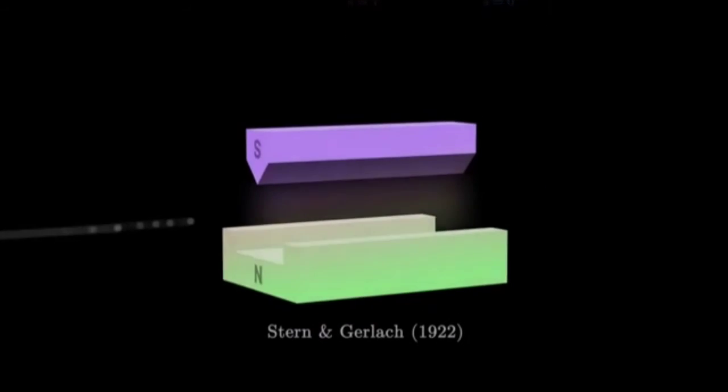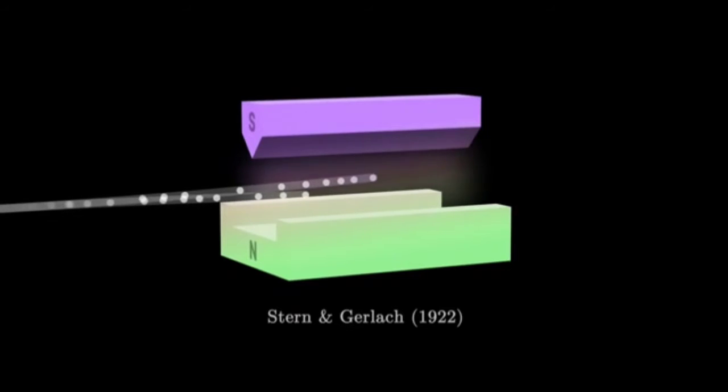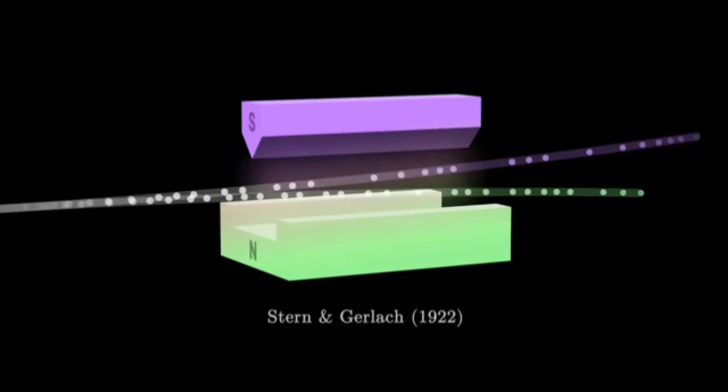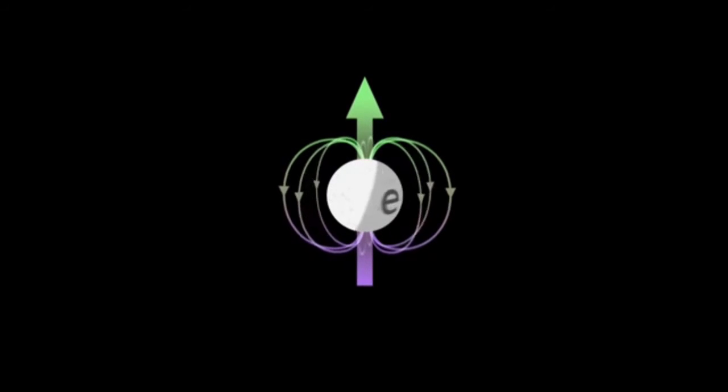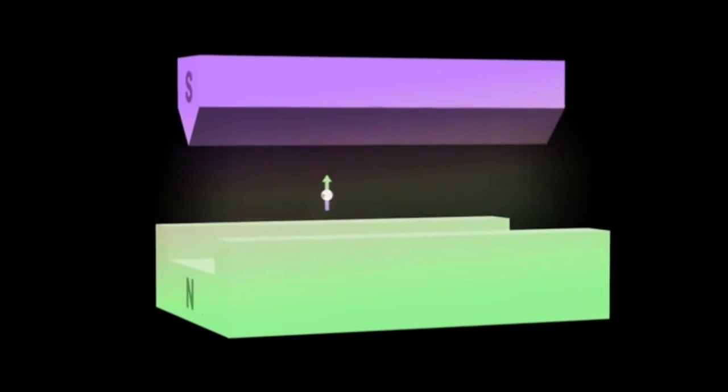When sending a beam of silver atoms through an inhomogeneous magnetic field, it splits in two. Half the particles are deflected upwards, the other half downwards, as if there were two types of electrons reacting differently. We first imagined that the electrons in the atoms behaved like tiny marbles spinning on themselves, thus generating a small magnetic field like an electromagnet. This would explain why they are deflected, but not why the beam splits in two.